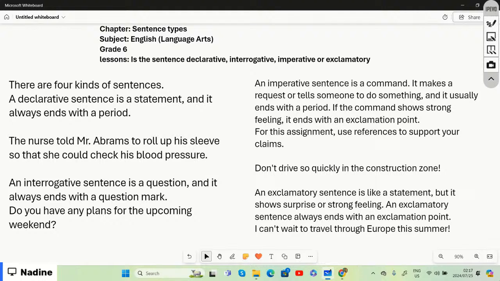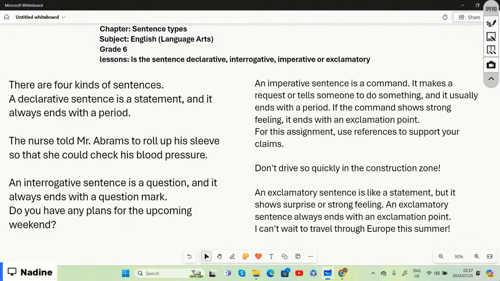Then we have the interrogative sentence. If I think of interrogation, I think of interrogating, when they keep you in a holding cell and they're interrogating and drilling you. The word is just given, interrogative sentence, and this is where questions are being asked. So an interrogative sentence is a question and it ends with a question mark.